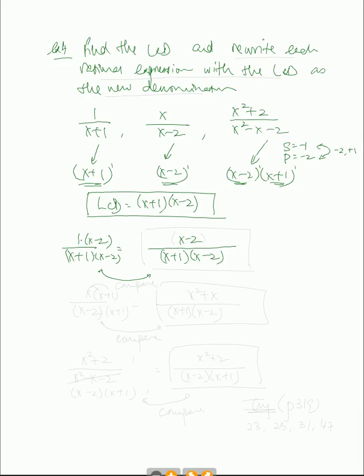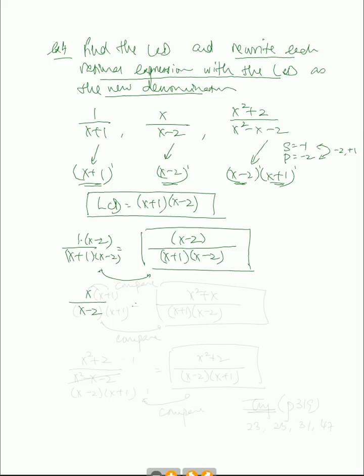Now watch out, don't cancel the x minus 2, because if you do that, you go back to where you came from. And that's not what the question is asking you to do. They want you to rewrite each fraction using the LCD as the new denominator. So this is the answer we want, because they have the LCD as the denominator. If you try to simplify it, as in you cancel the x minus 2 like this, you will notice that you're back to where you came from, and you don't want that.